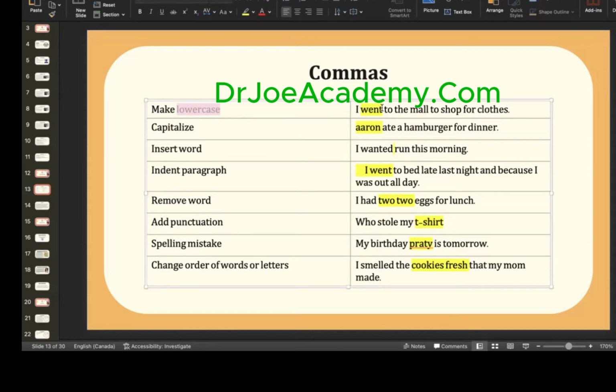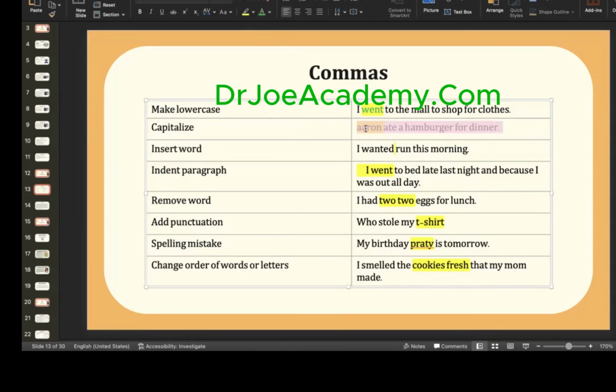Good. Okay, so we fix that sentence. So let's put it in green now. My next rule is to capitalize. Hannah, what does it mean to make capital letters? Is it to make big letters or small letters, Hannah? Big letters. So can you read this sentence for me, Hannah? The second sentence? Here? Aaron ate a hamburger for dinner. Good. And can you find what the mistake in this sentence is?